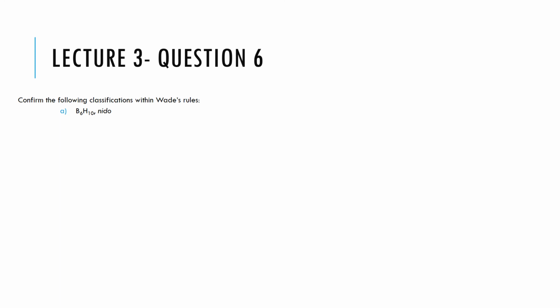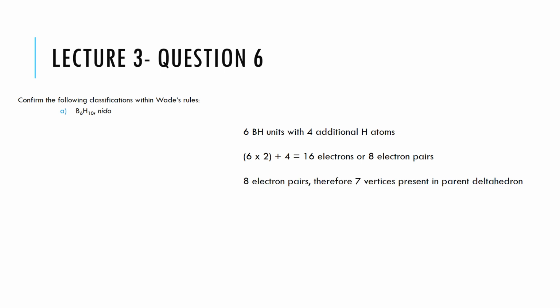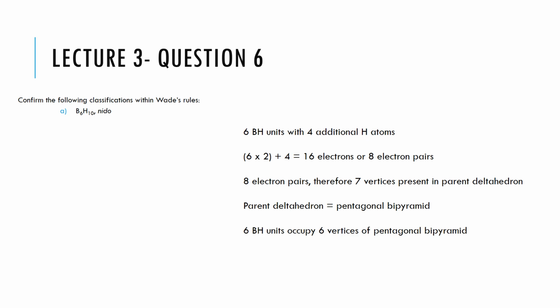Confirm that B6H10 is a nido cluster class. We've got 6 BH units here with 4 additional hydrogen atoms. So that's 6 multiplied by 2 plus 4 electrons to take account of the extra hydrogen atoms. So that's equal to 16 electrons, or 8 electron pairs. And if we've got 8 electron pairs, then we know that there are 7 vertices present in the parent deltahedron. And therefore the parent deltahedron is a pentagonal bipyramid. And those 6 BH units will occupy 6 vertices of the pentagonal bipyramid. And there is 1 vertex left. And if there's 1 vertex left, then we know that it must be a nido structure.